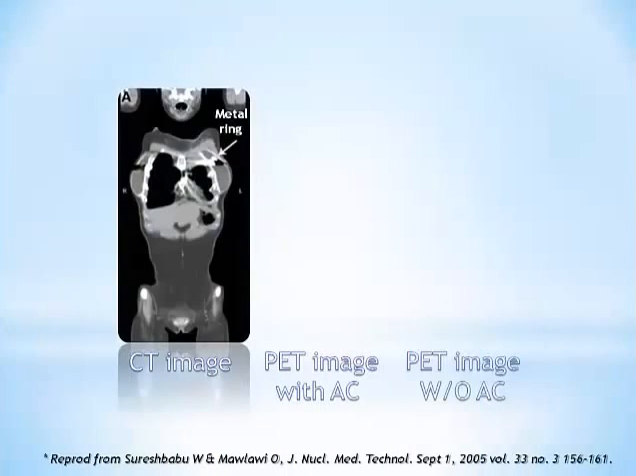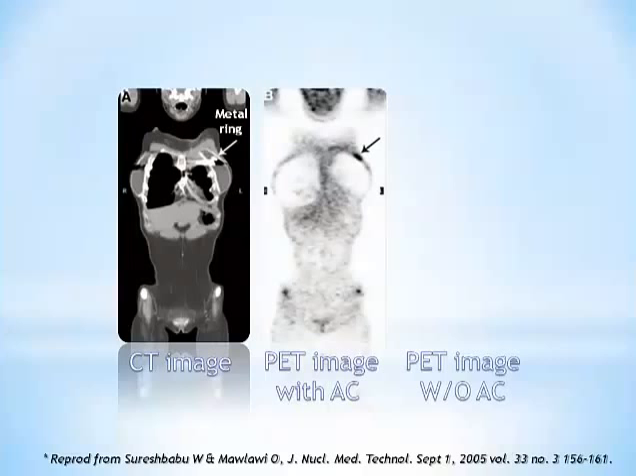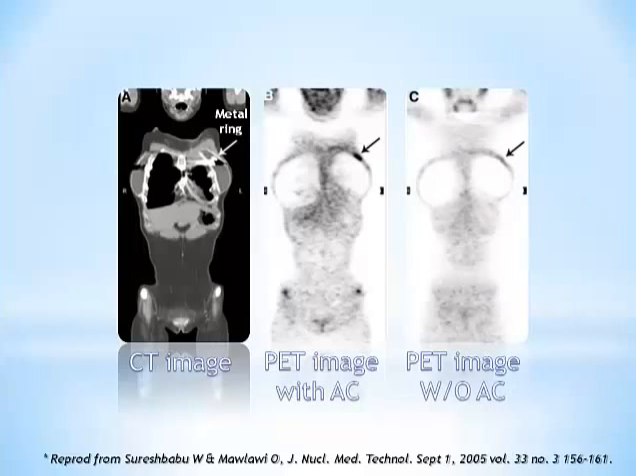As we can see here, in the CT image, you can see the metal ring. It's obviously pointed out, but with the corrected PET image, we can see that it shows a high uptake of the radiotracer, as if it is a focal nodule. While with the uncorrected PET image, we can see it as just a high background.